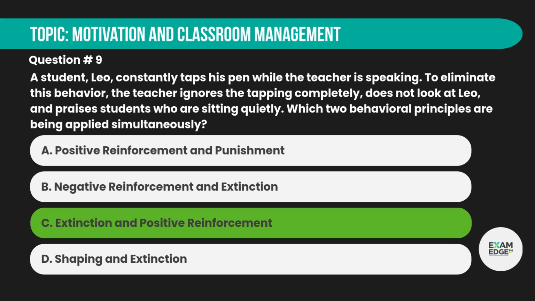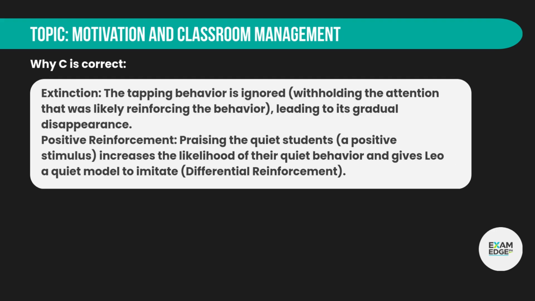Correct answer. C. Extinction and positive reinforcement. Why C is correct? Extinction. The tapping behavior is ignored, withholding the attention that was likely reinforcing the behavior, leading to its gradual disappearance. Positive reinforcement. Praising the quiet students, a positive stimulus, increases the likelihood of their quiet behavior and gives Leo a quiet model to imitate. Differential reinforcement.